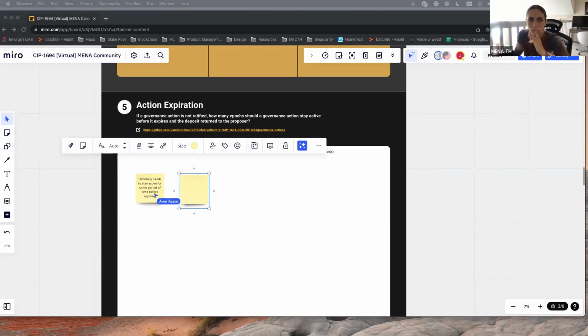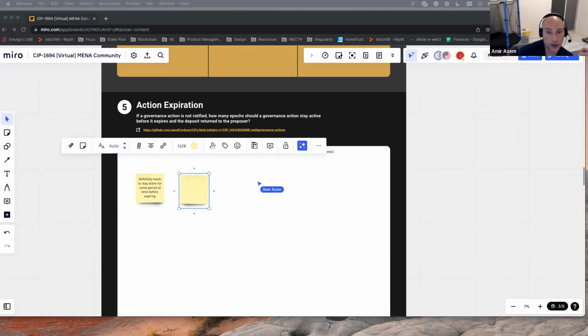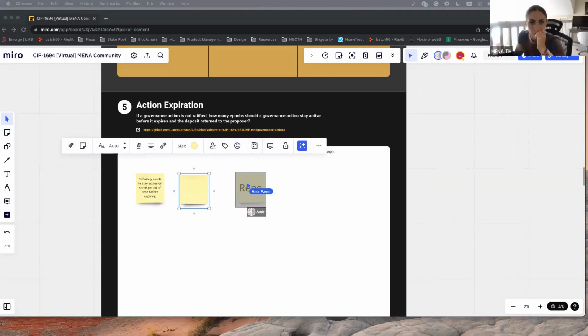Okay. Yeah, I think that's one thing I mentioned before, is that if it's a repeat, there should be a multiplier, like to stop spamming. I'm not sure how that can come in, but like holding off from returning the deposit for a longer period for a repeatedly unratified governance action. Sure, I'm talking out loud.